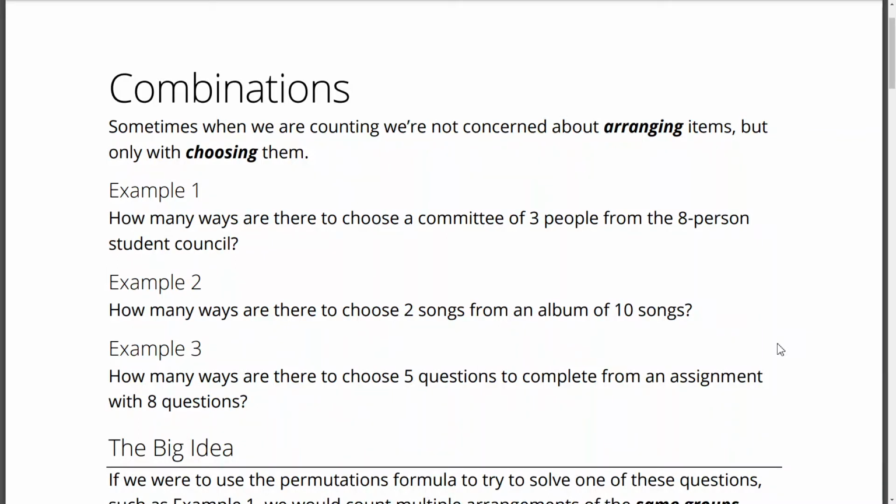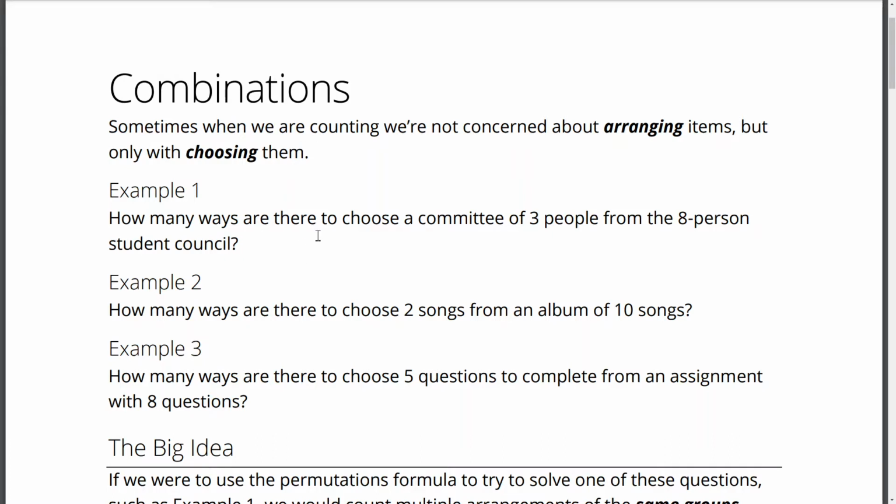We're going to learn about combinations, which is an extension of the idea of permutations. If you don't already know about permutations, you'll want to back up and learn about that first. With permutations, we're worried about arranging items, but with combinations, we are only going to be worried about choosing them, which means we don't care about the sequence that those items are placed in, only about which ones are chosen.